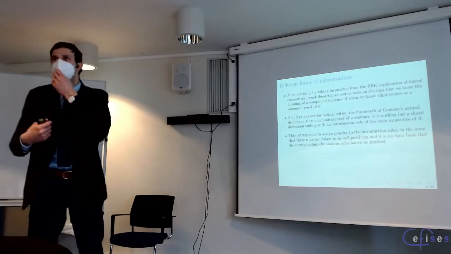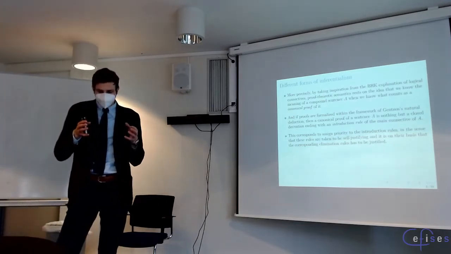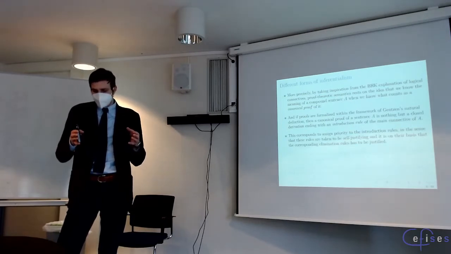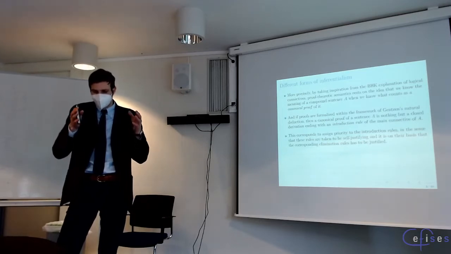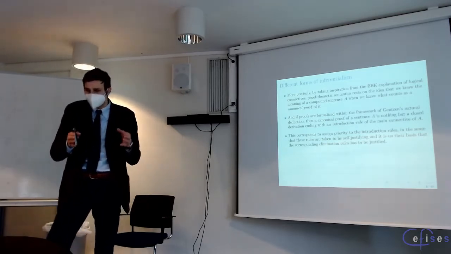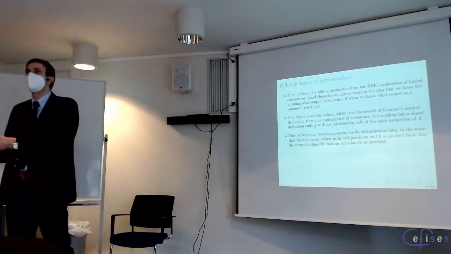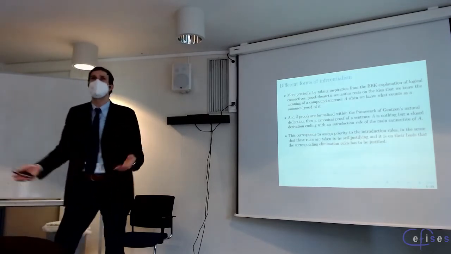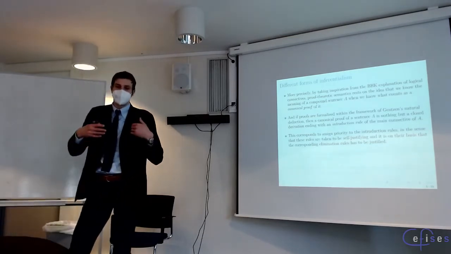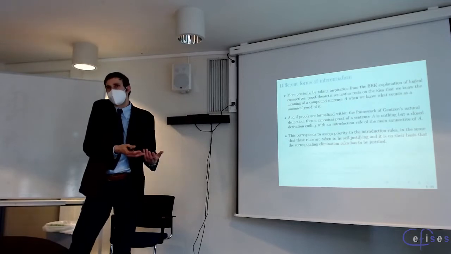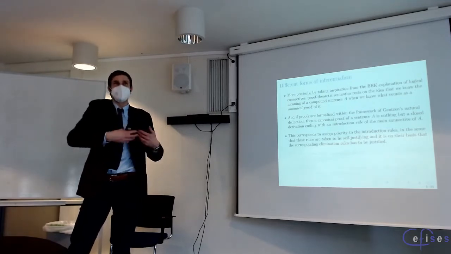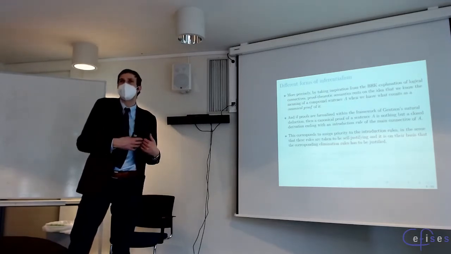So the idea is that we take our introduction rule as self-justifying, in the sense that we lay it down in a certain way because this is the way in which we explain the meaning of a connective. Then there are other rules that you can use, and you want to show that these other rules are correct too. And what you do is try to justify them in terms of the elimination rule.